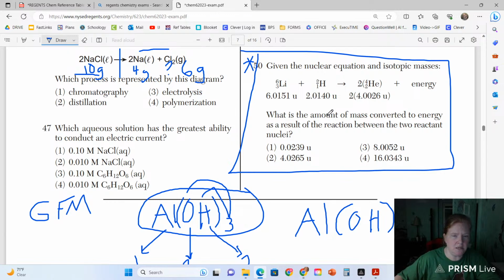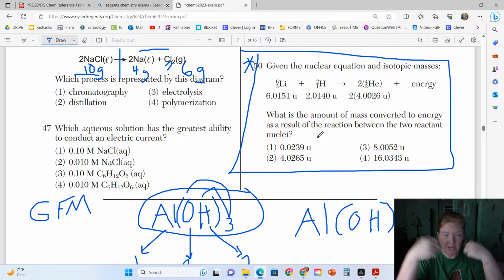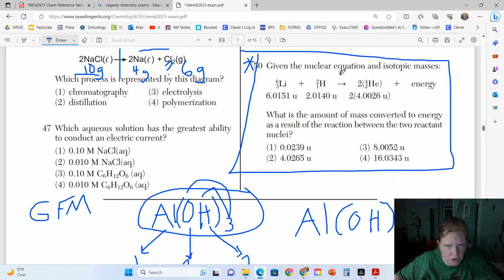So what they said here is, for number 50, what is the amount of mass converted to energy as a result of the reaction? The reason nuclear reactions are so powerful is because literally they take some mass and convert it into energy. This is unlike any other reaction. So we get a huge amount of energy because some of the mass ends up being lost as energy. So if there were conservation of mass, do you see this line right here? Add these two together.